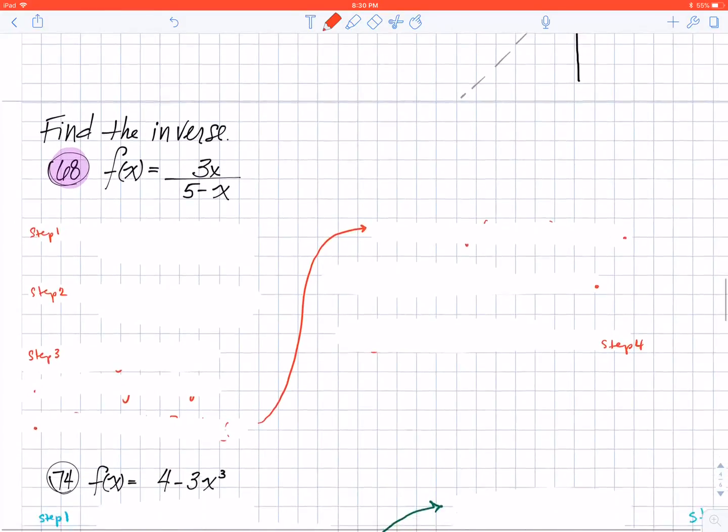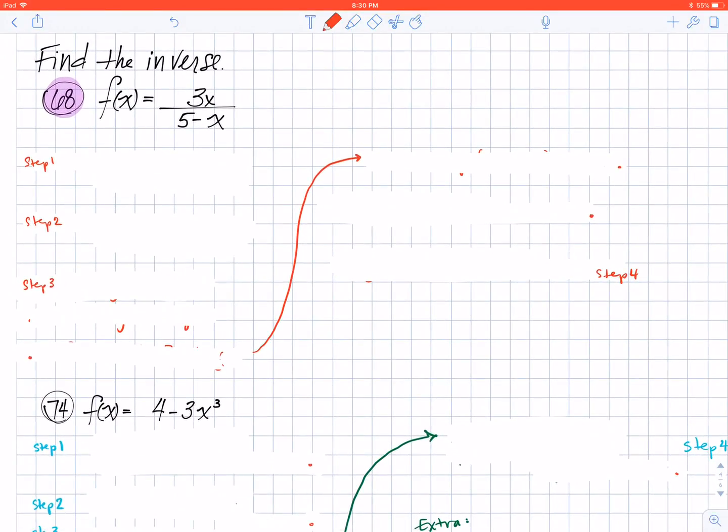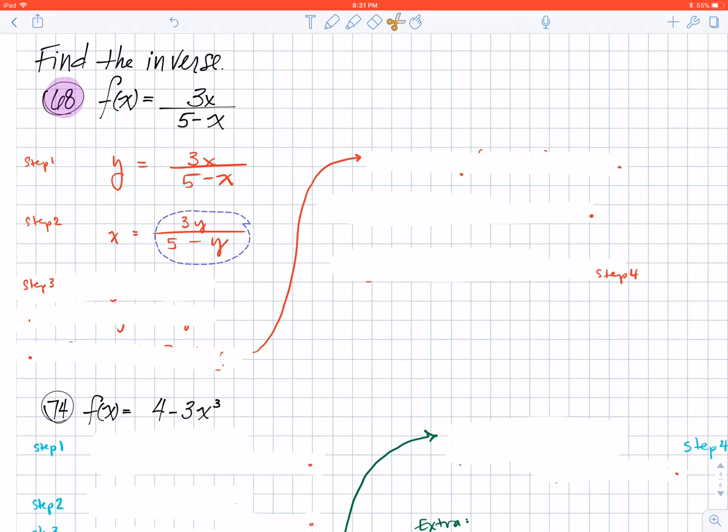So I'd like to take you down to number 68, and we're going to find the inverse of number 68. So you see that I have my f of x, and the first thing that we want to do with f of x is we want to turn that into a y. So step number one, get rid of f of x, replace it with y. Step number two, trade your x's and your y's. Now notice I had multiple x's over here on the right, and they became multiple y's over here on the right. My x's became y's, my y's became x's.